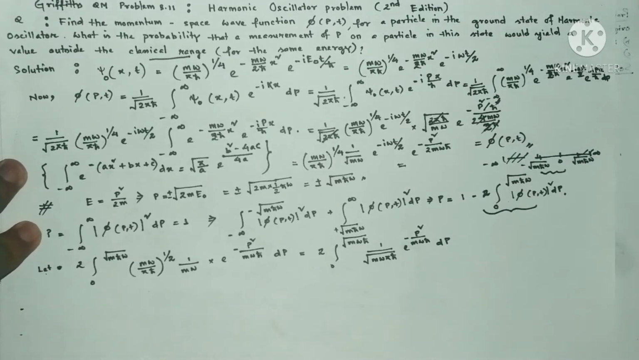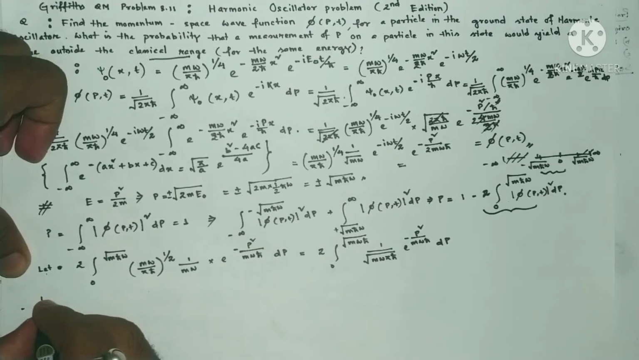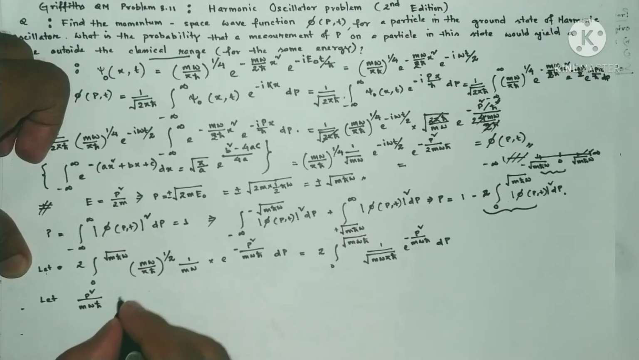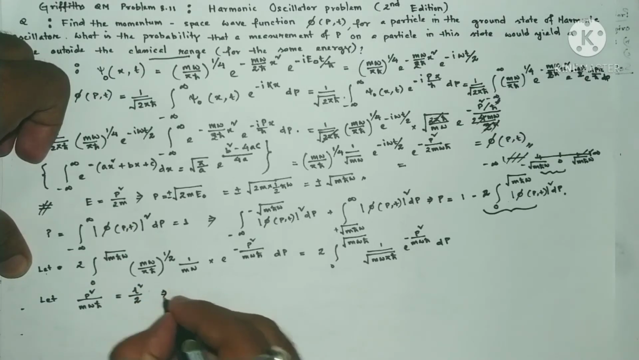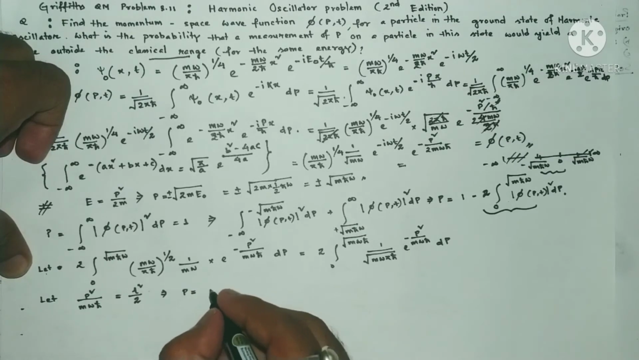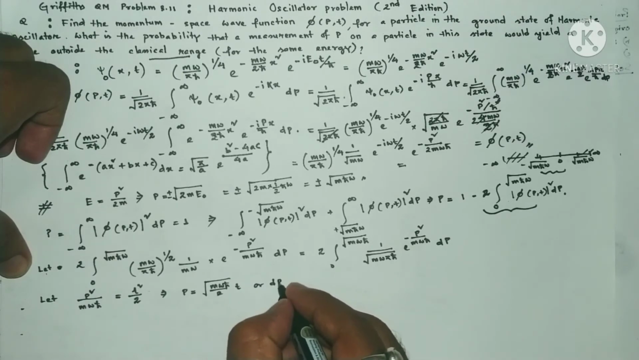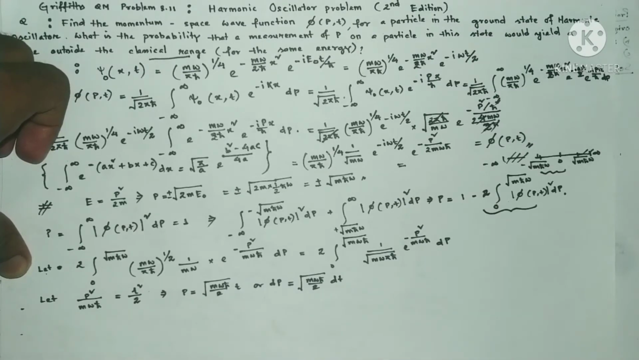So now for solving this integral, first we have to substitute, right? So let p square by m omega h cross equal to t square by 2 for convenience. Then we can write p equal to under root m omega h cross by 2 t, or differentiating this we get under root m omega h cross by 2 then dt, right?